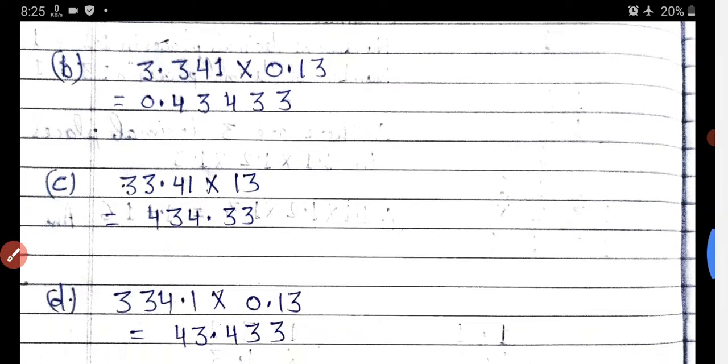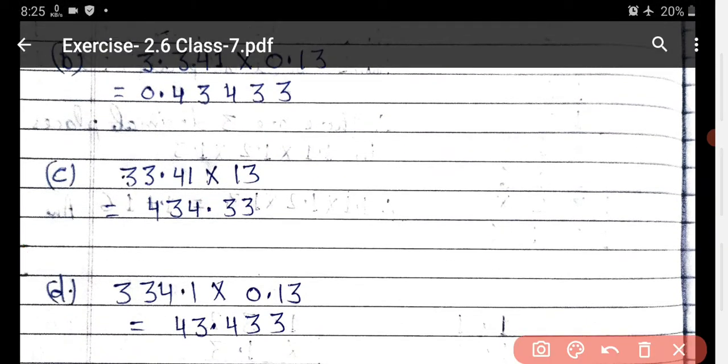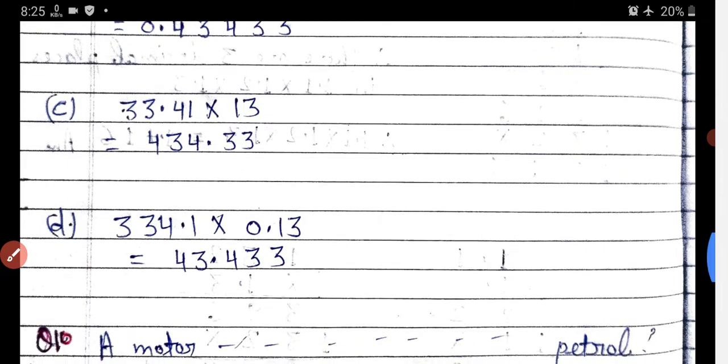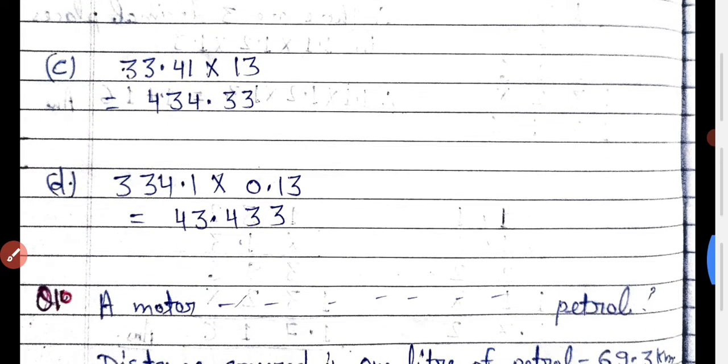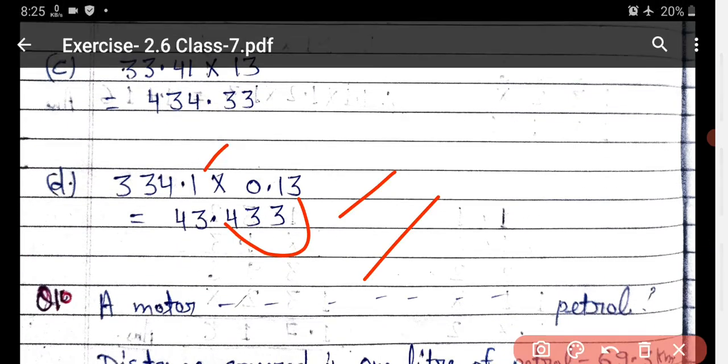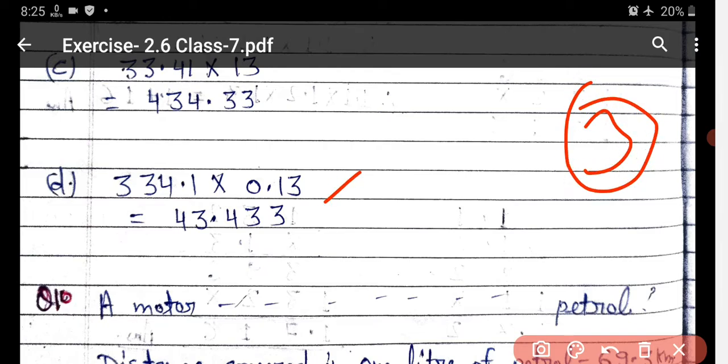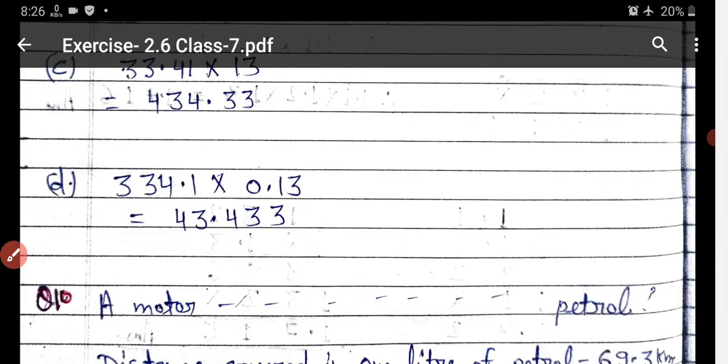Okay, now come on to the next one. After the decimal only 2 digits are there, no problem, just write that answer, whatever is given in the question, and from the back side you have to put the decimal after 2 digits only, you will get your answer. Come on to the D part. After the decimal 1 digit, and after the decimal 2 digits, total 3 digits are here. Then write the answer whatever is given in the equation, and from the back side put the decimal after 3 digits, and you will get your answer. So your answer is 43.433.